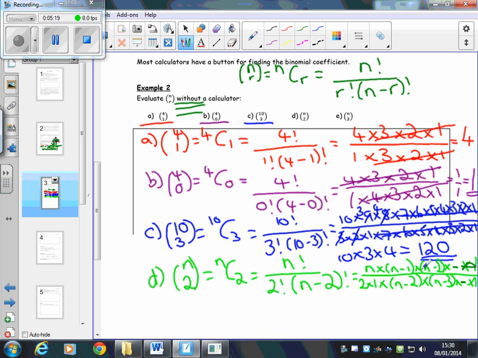Now here we've got n minus 2 times dot dot dot, and we've got n minus 2, n minus 3, and so on. So this at the top here actually cancels with this (n minus 2) factorial part here. So that means that all we are left with is n lots of (n minus 1) all divided by 2.